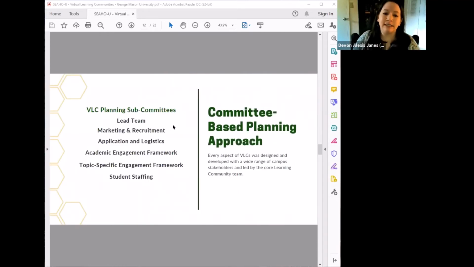TJ also mentioned that we did take a committee-based planning approach. Again, collaboration is the core of our work. We don't make decisions in our learning communities without consulting our partners. It's just not in our practice. So we had these different committees that looked at different components around the learning communities, and invited campus partners from key units across campus to participate in these.